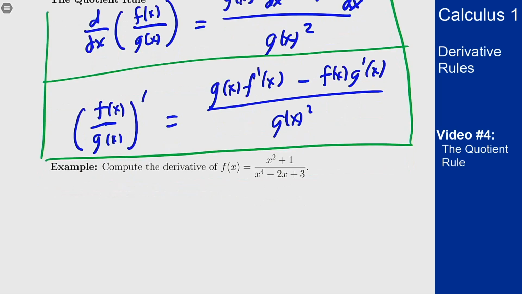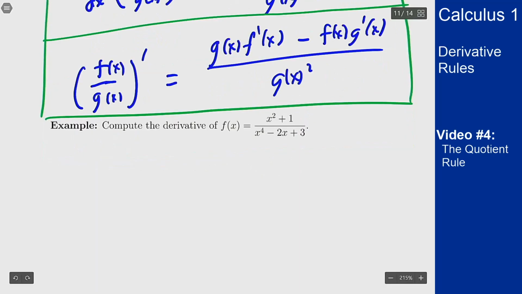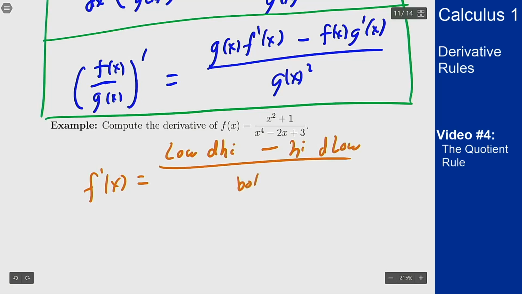So to find the derivative of this function, it's x squared plus 1 over x to the 4th minus 2x plus 3. How are we going to find the derivative? My mnemonic here is: low d high minus high d low, over the bottom squared. That's at least how I say it in my head when I'm solving this problem. It stuck with me long enough, and it gives me enough leverage to be able to solve problems like this.